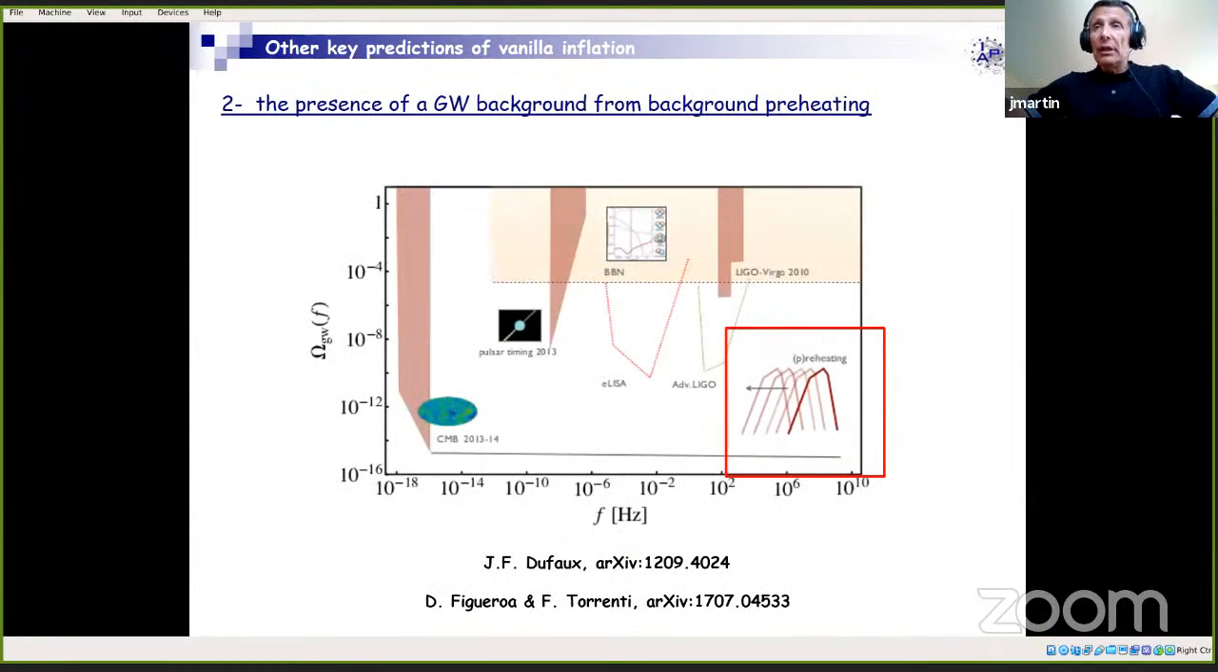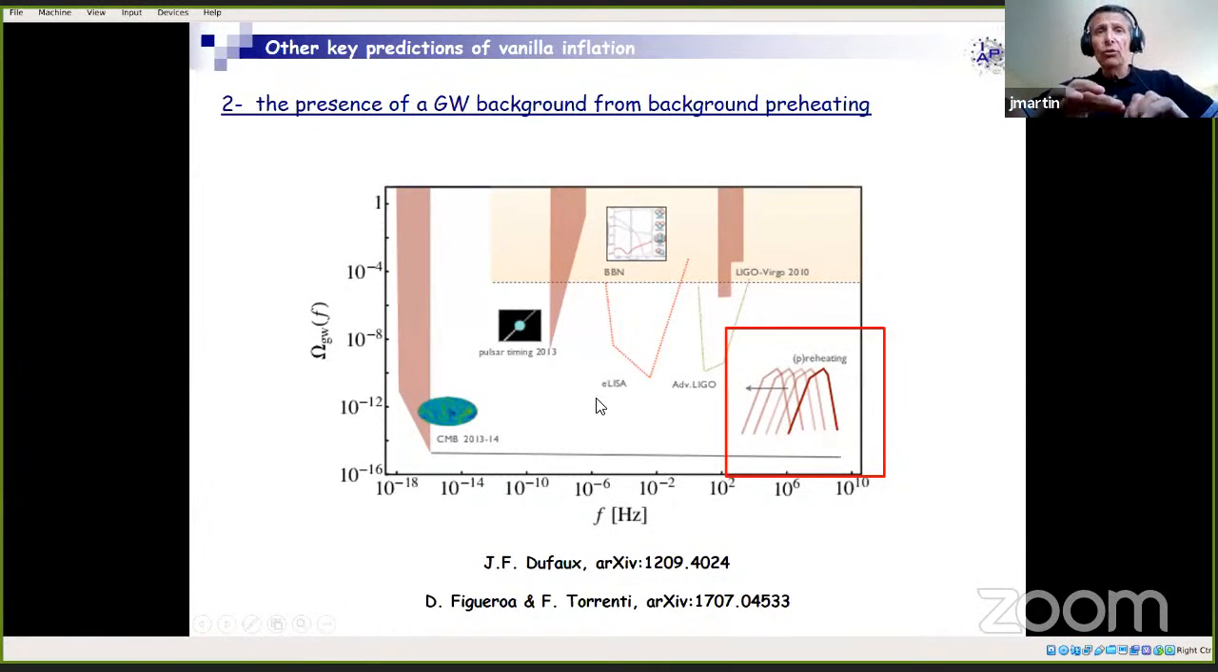There is, of course, we expect a background of gravitational waves from preheating effects, namely the fact that we have non-perturbative effects during preheating. So this is quite difficult to predict exactly. This is very model dependent, but we typically expect a power spectrum with a peak in this regime. I am running out of time, so if you want to learn more about this aspect, which I believe is very important, you can look at these two papers. But this could also be a way to probe preheating.